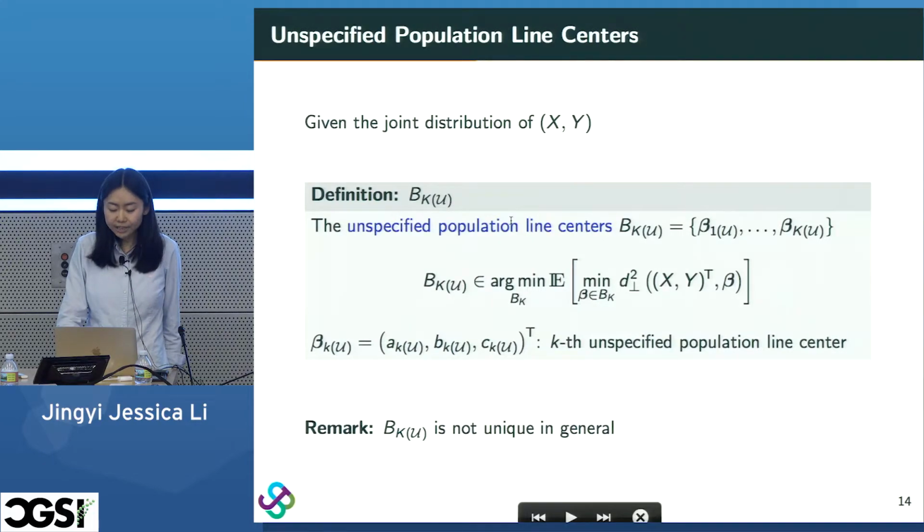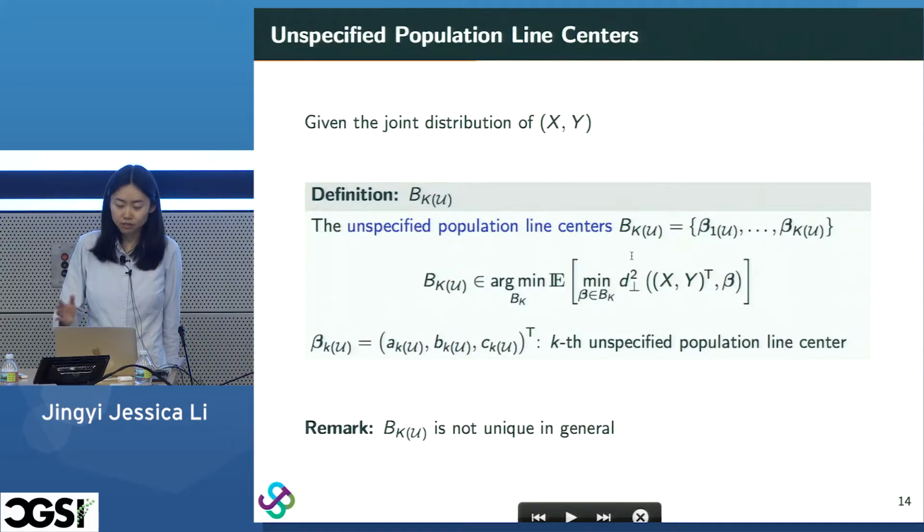So I define the k line centers, population line centers, by minimizing this quantity. That means for every point, I calculate its perpendicular distance to its closest line center and square this distance. So out of this minimized distance, I calculate expectation. And then I find k line centers that minimize this whole thing. So the idea is that I try to find k lines to best partition my population of X and Y. So that's the intuition behind it.